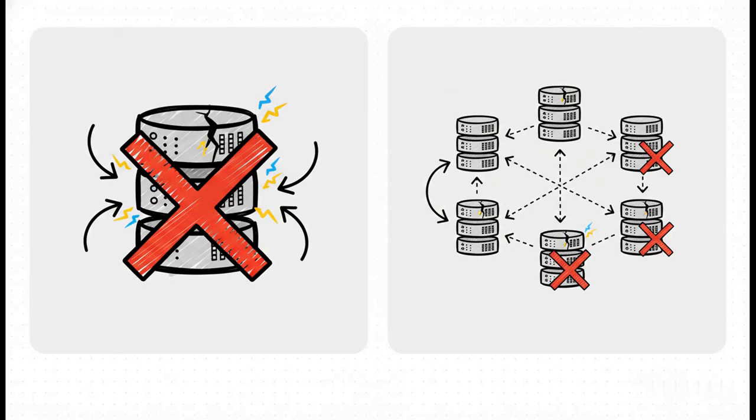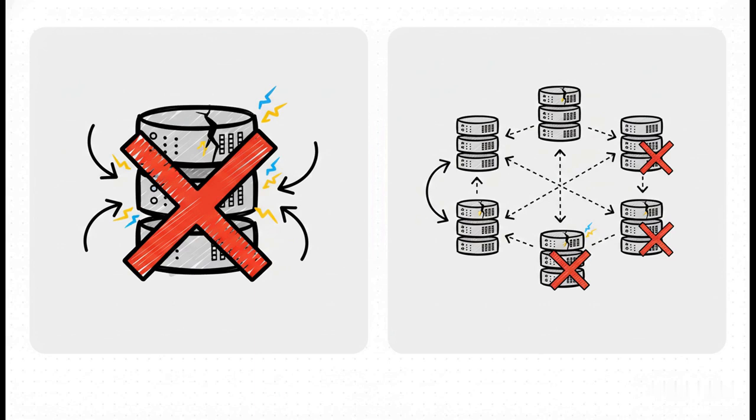A single cache server can only do so much. It'll run out of memory, and if that one server goes down, your whole app suddenly gets slow again. That's a single point of failure. The solution? A distributed cache. Instead of one big server, you use a whole team of them working together. You spread the data across all these machines.